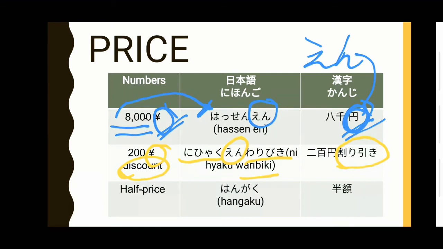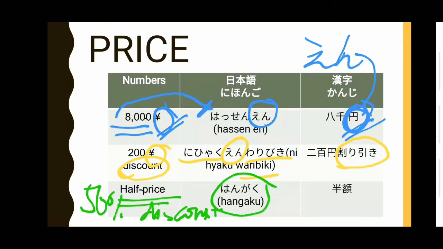Next, we have for the half price. So, kumbaga ito is 50% discount. Yan. Ang half price sa Nihongo is hanggaku. We have the hanggaku. And then, ito yung kanyang kanji.